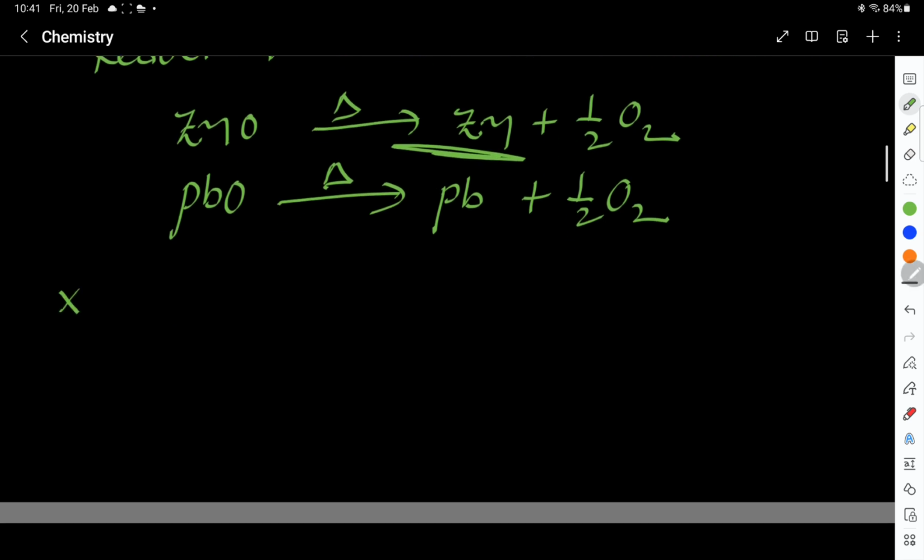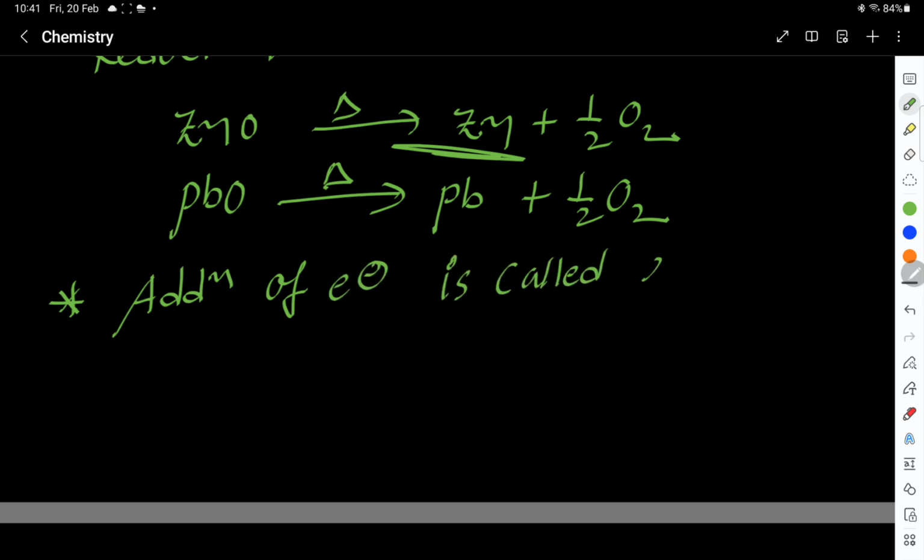One more definition for this is addition of electrons is called reduction process. This is a defining one. This will give the more in-depth definition of reduction. What exactly is reduction? The addition of electrons is called reduction process.